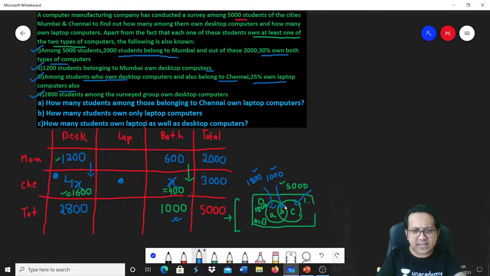So if B from the table is 1000, A has to be 1800. Only then the sum is 2800. So up till now, you have got it to be 2800. How much more do you need? Remember, total is 5000. So can I say C is nothing but 5000 minus A minus B? So 5000 minus 2800. C is 2200.